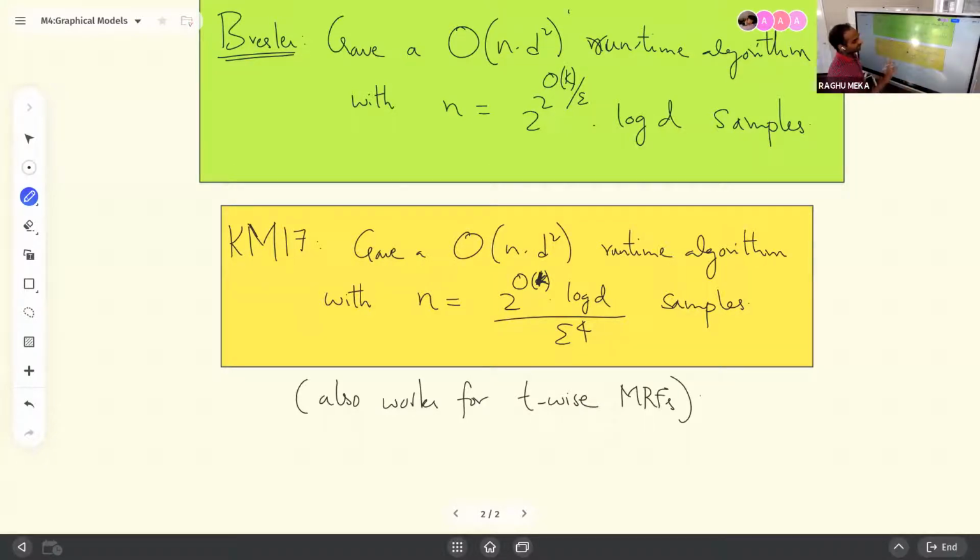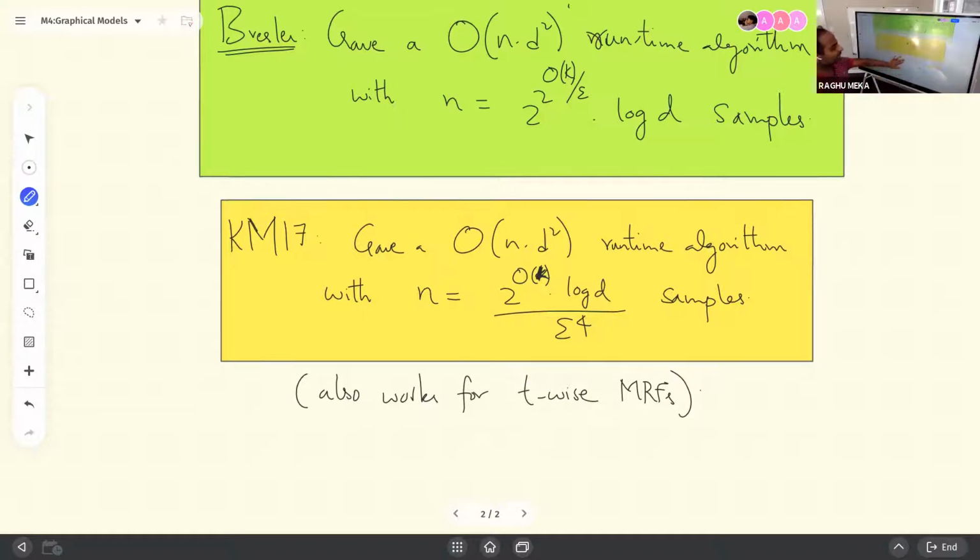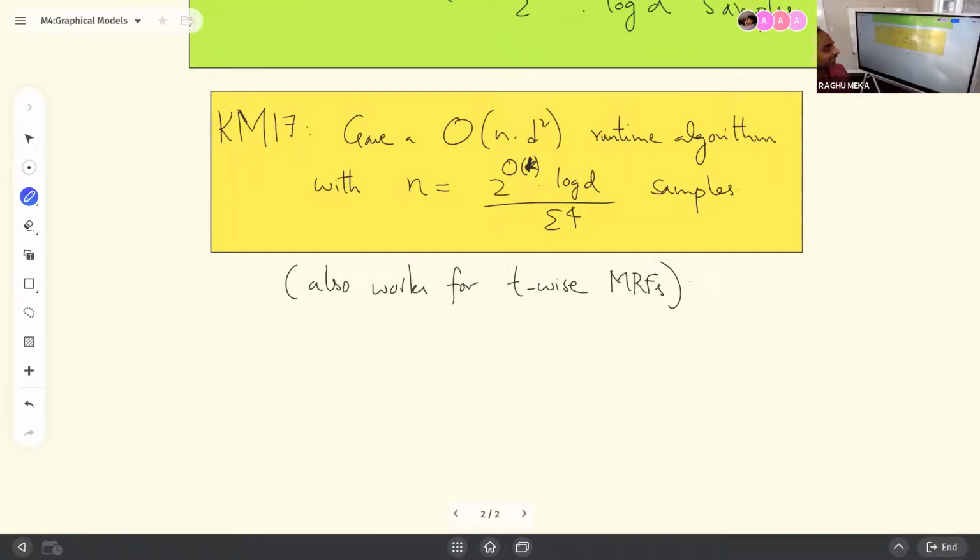So I only stated everything for 2-wise Markov random fields or Boltzmann machines, but the algorithm that we are going to cover can actually also be extended to 3-wise Markov random fields, or more generally t-wise Markov random fields. It'll take a hit in the runtime, but it'll still be better than just brute force d to the k runtime. Okay? So when we come back, we'll study how to get this algorithm.